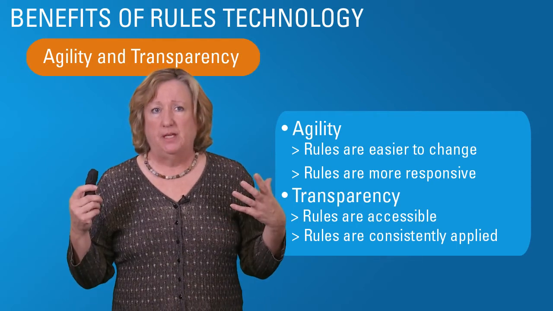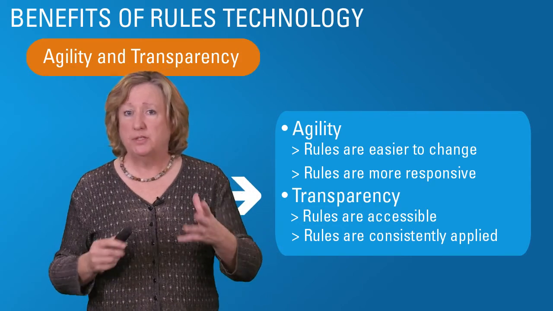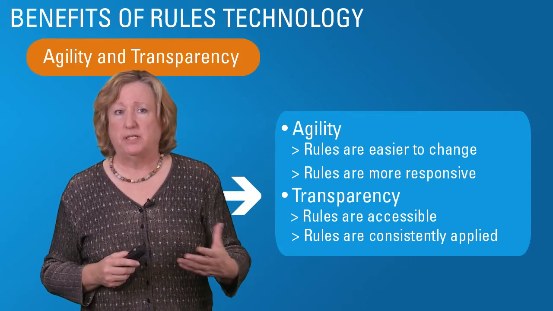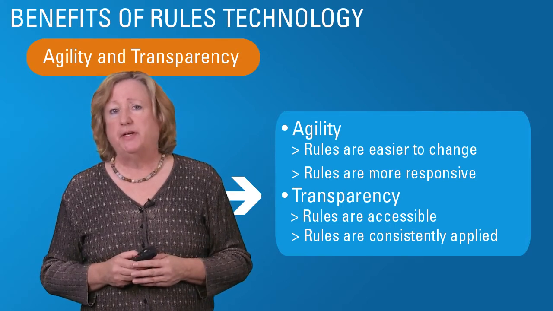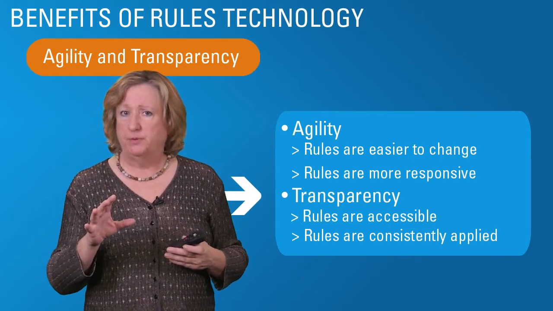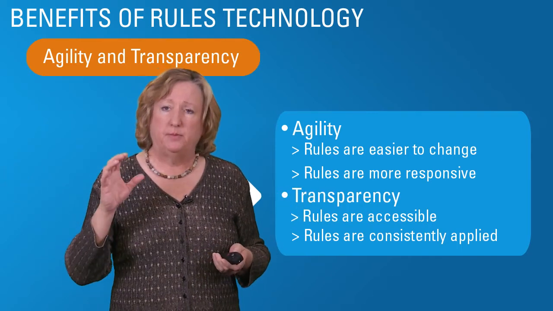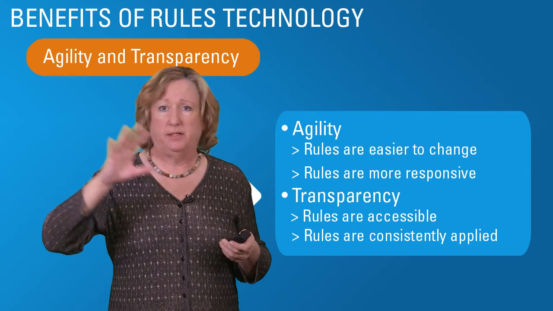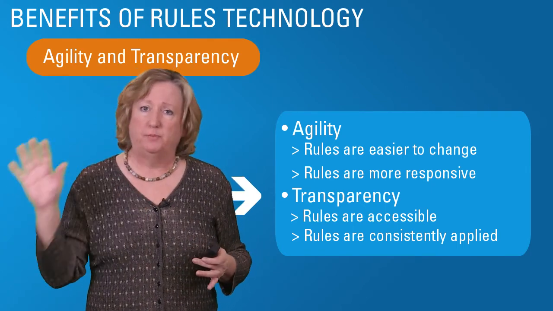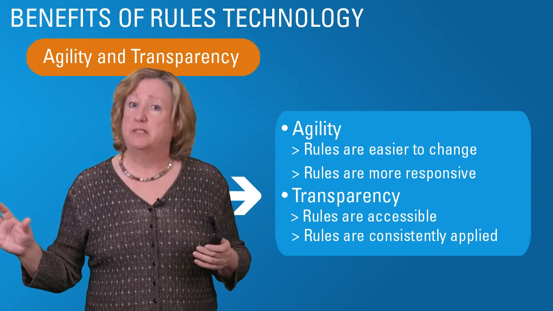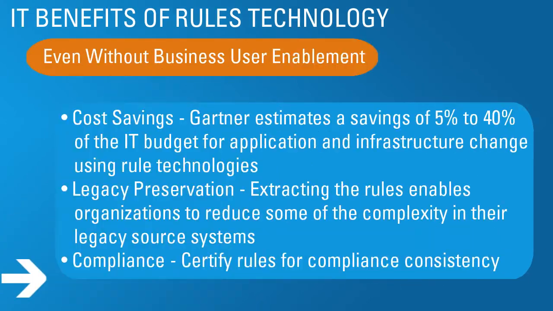So with a rule technology that's focused on the business user, we make the rules accessible to any reader. And consistently applied is very important. A regulatory rule is really a good example of this. I don't want to have a rule in one place that says one thing and a rule in another place that says another thing. I want to make sure that I have the same rule in both places and it can be consistently applied and my regulatory requirements are being met.